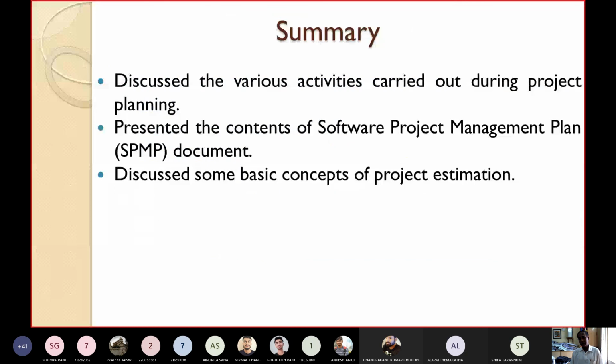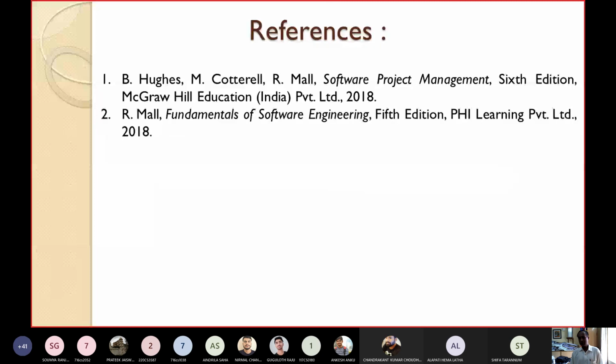Today we have discussed various activities carried out during project planning. We have presented the document where the output of the project planning activities will be recorded. That is known as SPMP, or Software Project Management Plan document. We have discussed some basic concepts of project estimation. We have taken all these things from these two books. Please have a look at them.